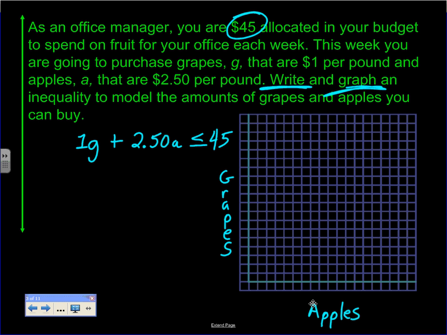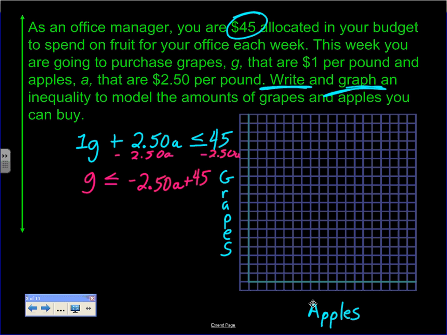Well, if we think about this, if grapes is going to be y, we can subtract 2.5a from both sides, which leaves us with grapes is less than or equal to negative 2.5 times the amount of apples plus 45. And this leaves us with slope-intercept form now.